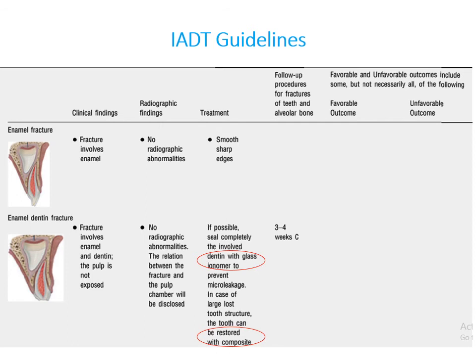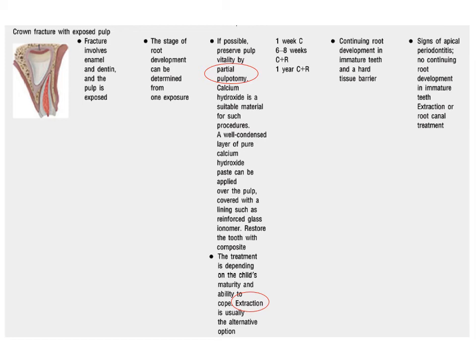And in case a large tooth area or tooth structure is lost, we need to restore it with a composite restoration. If the crown fracture is with exposed pulp, that means a fracture involving enamel, dentine and the pulp is exposed, we need to take a radiograph to determine the stage of root development and the exposure. Then we have to preserve the pulp vitality by partial pulpotomy.